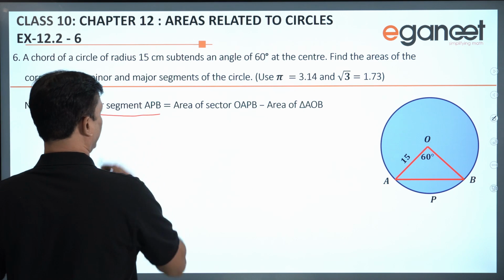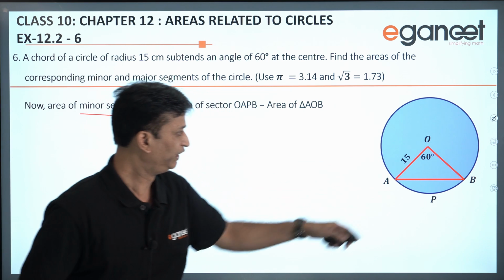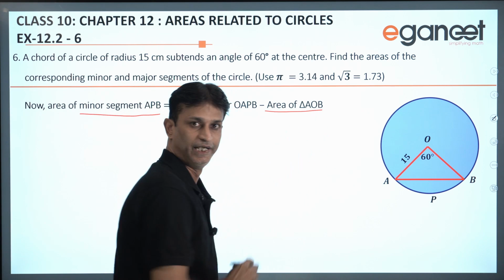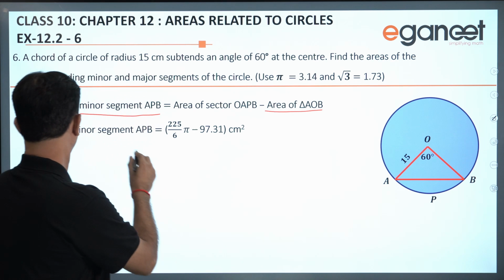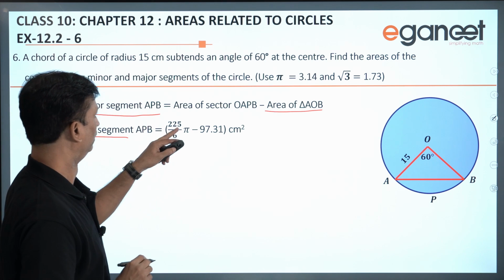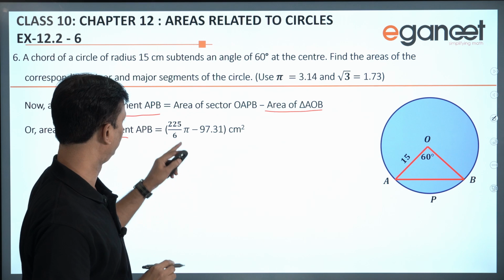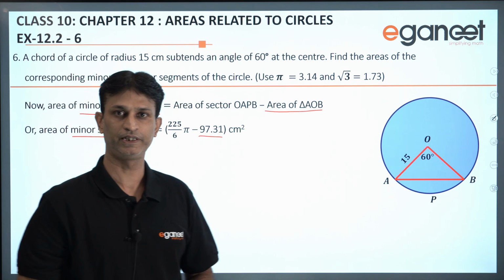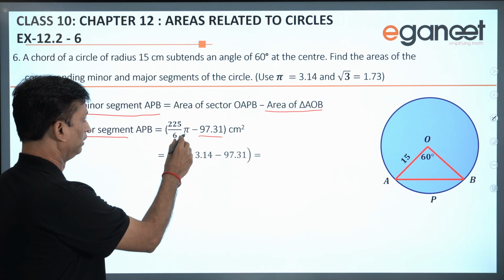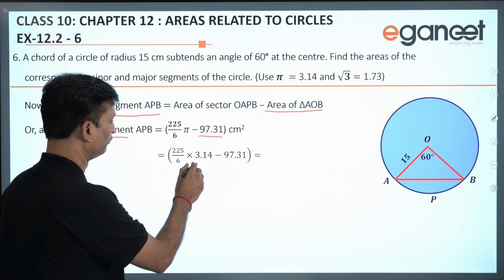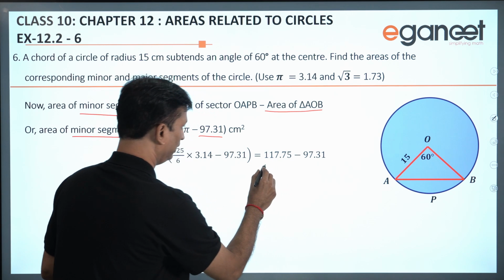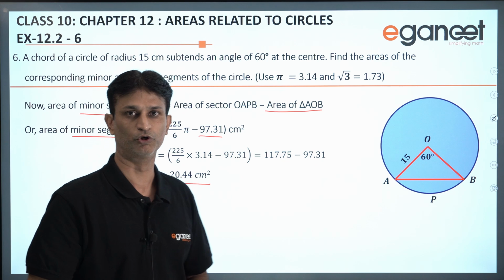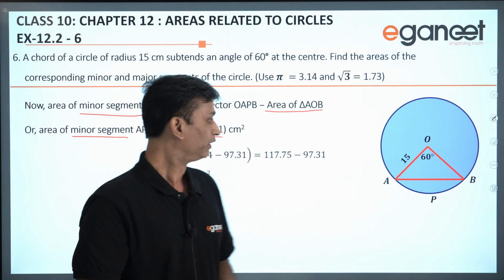Now the area of minor segment APB will be the area of sector OAPB minus the area of triangle AOB. So the area of minor segment will be the area of sector we calculated as 225 upon 6 pi and the area of triangle we calculated as 97.31. On substituting the value of pi as 3.14, we will get the area of minor segment as 20.44 centimeter square.